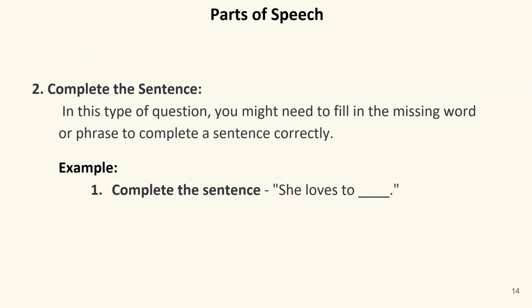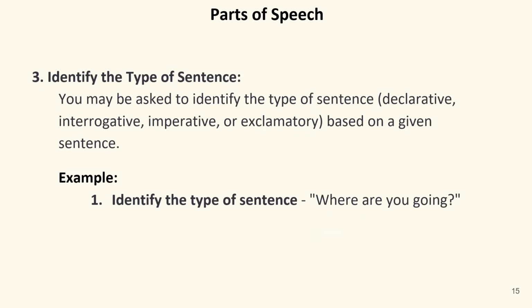Now complete the sentence. You may be asked to fill in the blank, fill in the missing word or phrase to complete the sentence correctly. For example, it is written over here, she loves to. Now, what does she love to? She loves to play the guitar. So here we can complete the sentence in this manner. Any phrase that you feel suitable in this blank, you can fill with that.